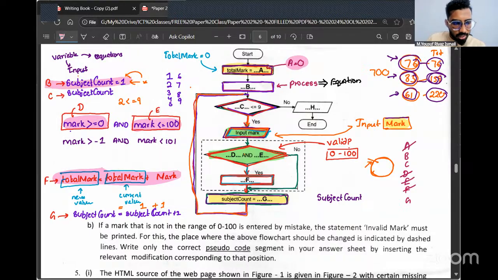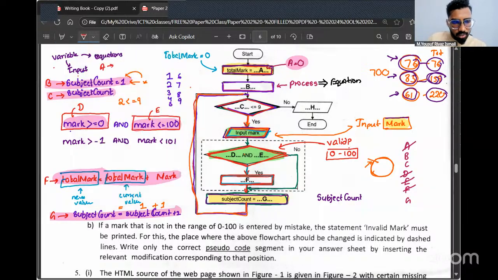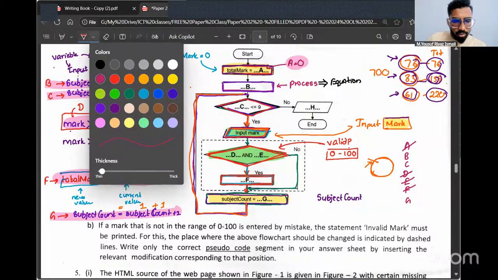B, C, D, E, F, G. Okay, A is basically A equals 0. A is representing the value of 0.